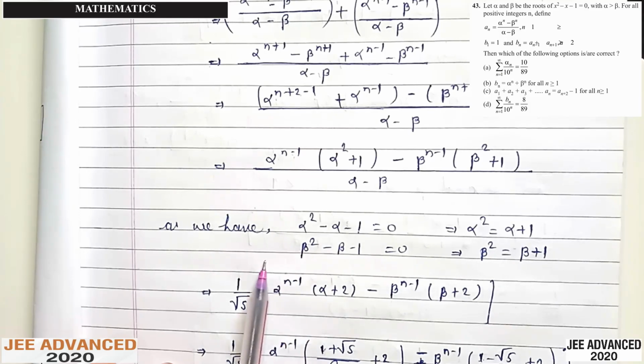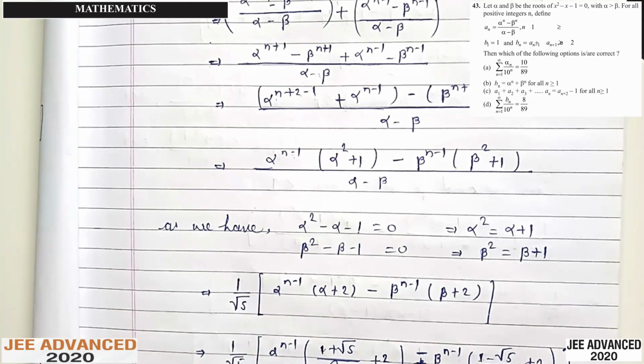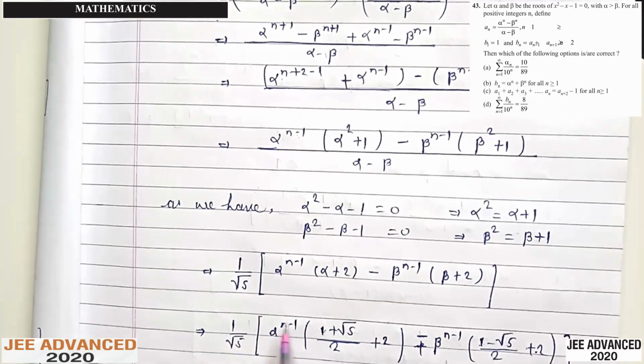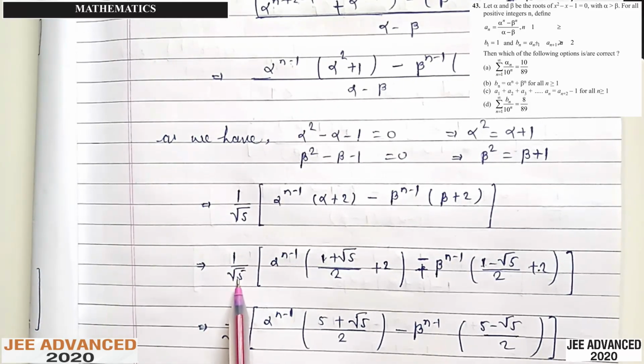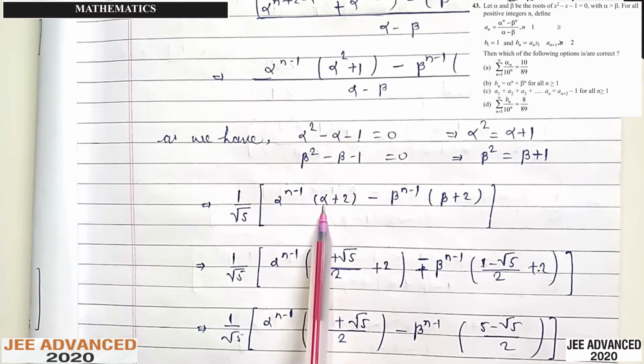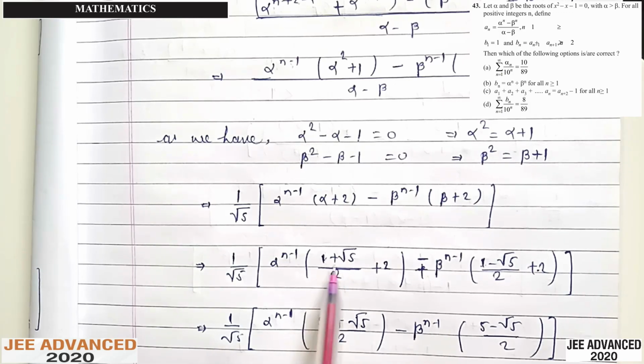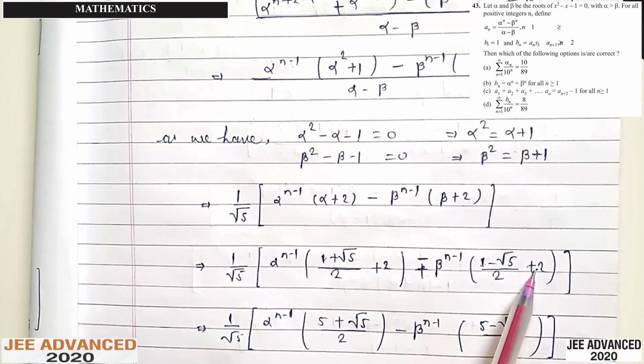And we have 1 by root 5 multiplied here, because alpha minus beta is equal to root 5. So I took 1 by root 5 common out here. Go for the further calculation. 1 by root 5 as it is, alpha raised to n minus 1 as it is. Put the value for alpha: alpha is 1 plus root 5 by 2, plus 2 as it is. Beta raised to n minus 1, negative sign as it is. Beta's value is 1 minus root 5 by 2, and plus 2 as it is.